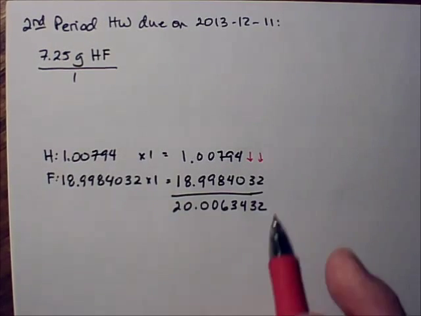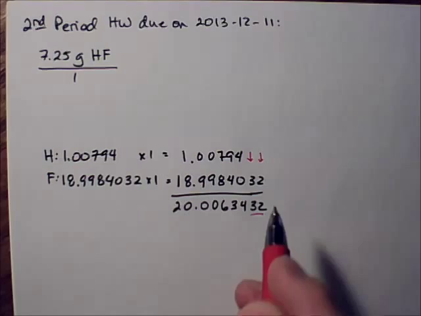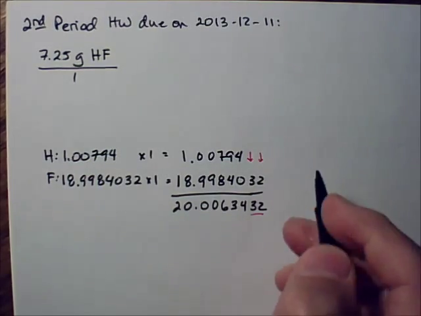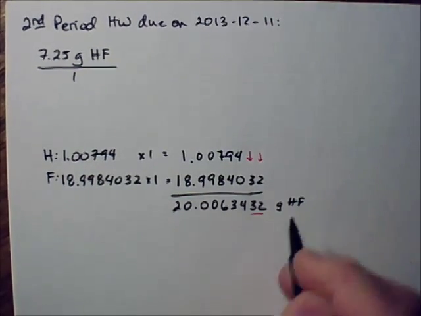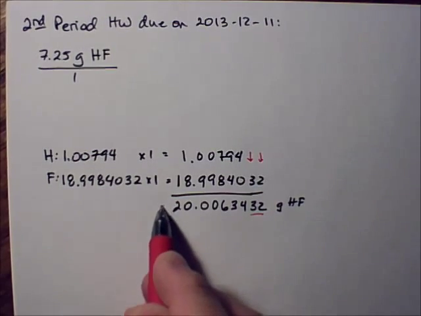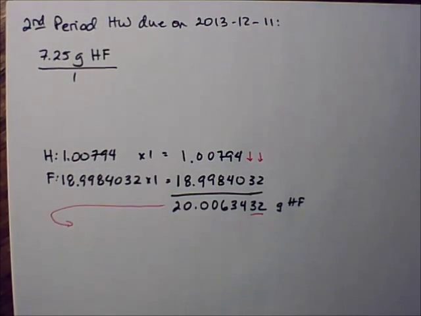Because of those two empty slots, we've got two insignificant digits. We're going to round those off. This is the grams of HF. We're going to actually round that answer off and actually use the rounded off answer. It doesn't have those last two digits.